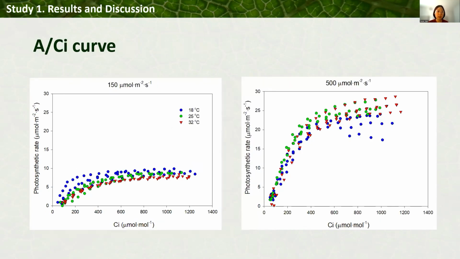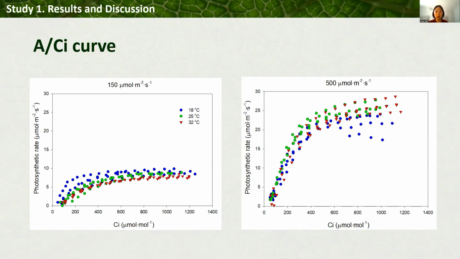This is the A-Ci curve data. The left-hand side graph shows the 150 data, and the right-hand side the 500 data. As you can see, the maximum photosynthetic rate that we can achieve at high CO2 level is much higher under 500 because of the high light intensity. Plants can use the light energy for photosynthesis.